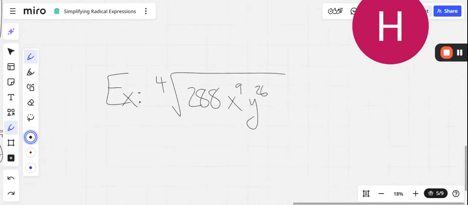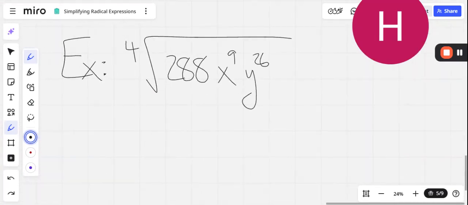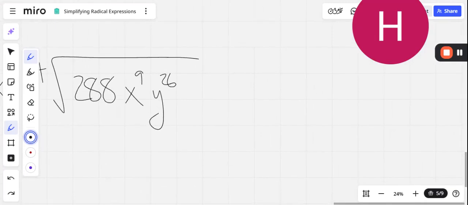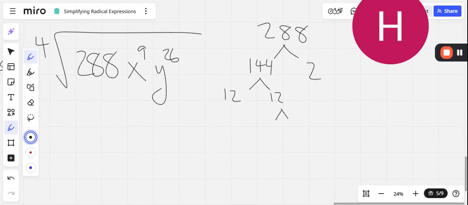Okay, great. Let's do this last one. Fourth root of 288. Of course, we're going to have to break that bad boy down, right? 288, what does that break down to? Well, it breaks down to 2 times 144. You might know 144 is 12 times 12. You should know that. And this is just going to be 2 times 6, which is 2 times 3. So here's another 2 times 6, and the 6 is just 2 times 3.